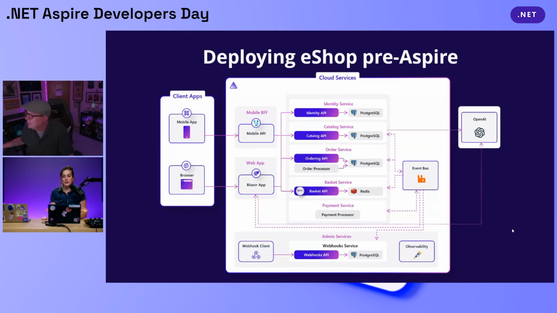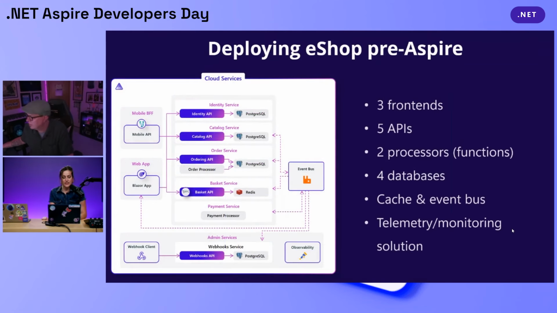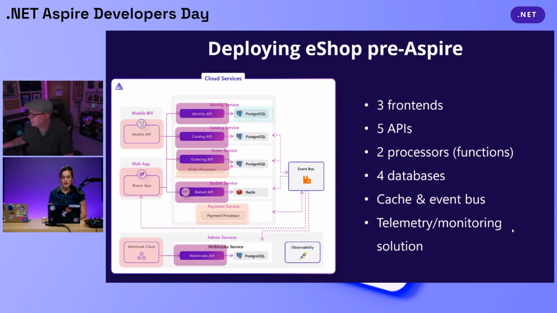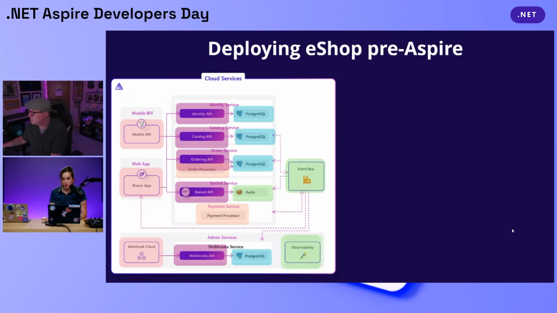But yeah, so if you look at the eShop sample, which I know has come up a bunch today, there are 3 different front ends, 5 APIs, 2 processors, which could be an Azure function or similar, 4 databases, the cache, the event bus, and then the separate telemetry solution. And so deploying all of those things, that's like another 17 individual things that might have their own deployment mechanism, right? And there are a lot of issues that come with that.